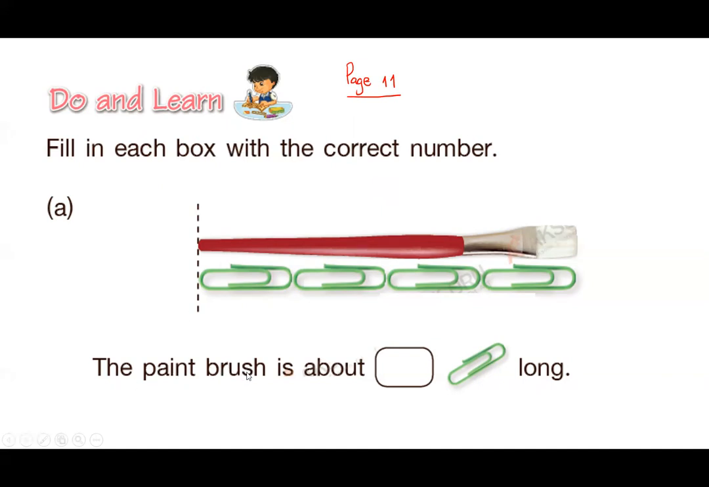The paintbrush is about, let's count and see, 1, 2, 3, and 4. So it's about 4 paper clips long. So we write 4. Okay.